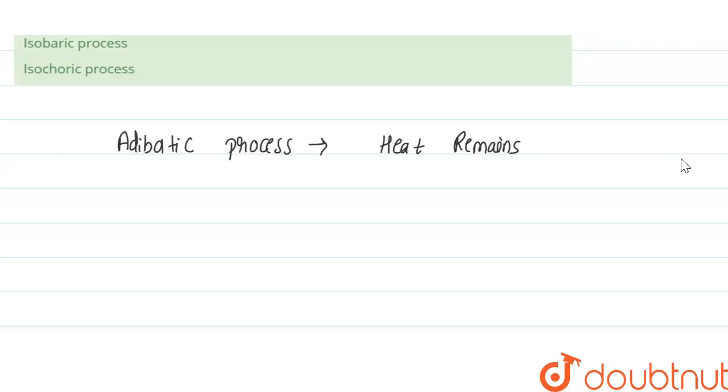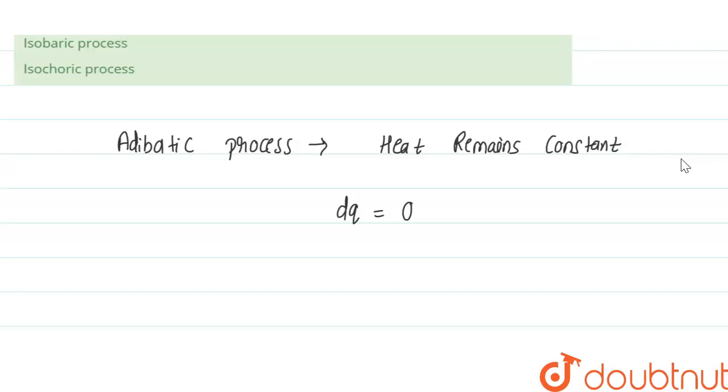The first option is the adiabatic process. In an adiabatic process, the heat remains constant. Heat is represented by Q, right? So in the adiabatic case, dQ, the change in heat, equals 0 because the heat remains constant.